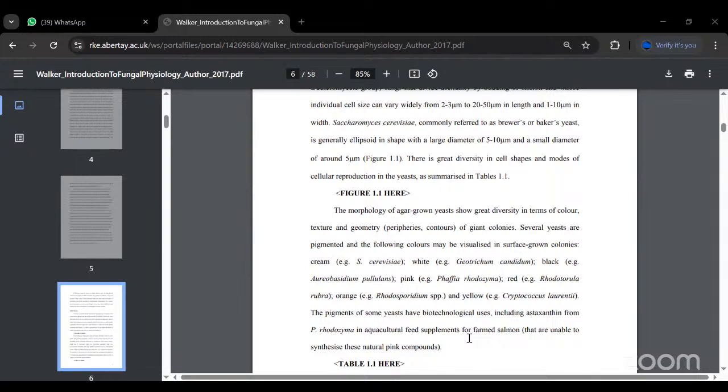Black: Aureobasidium pullulans. Pink: Rhodotorula. Black: Aerophysalum. These are the yellow color. All are pigments of some yeast that have biotechnological uses, including astaxanthin from Phaffia rhodozyma as an aquaculture feed supplement for farmed salmon fish.